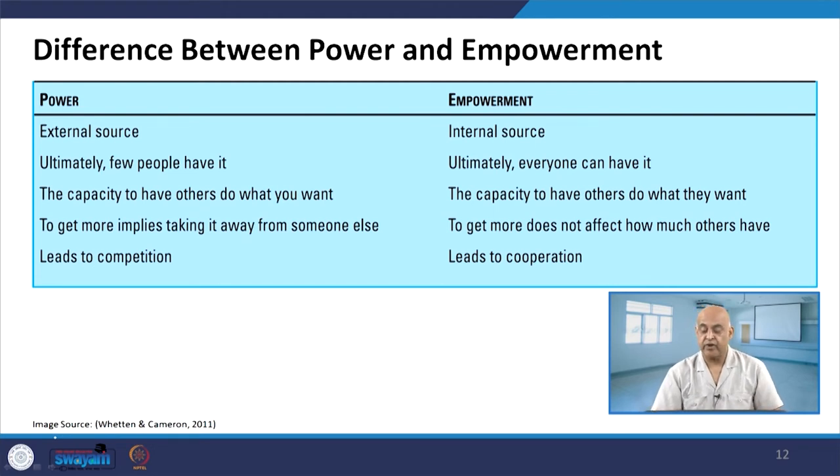Helping others to do what they want, to get more, does not affect how much others have and leads to cooperation. However, power is for the purpose of self-existence. Empowerment is about the purpose of cooperative existence, that is, the leader's existence and the follower's existence also.